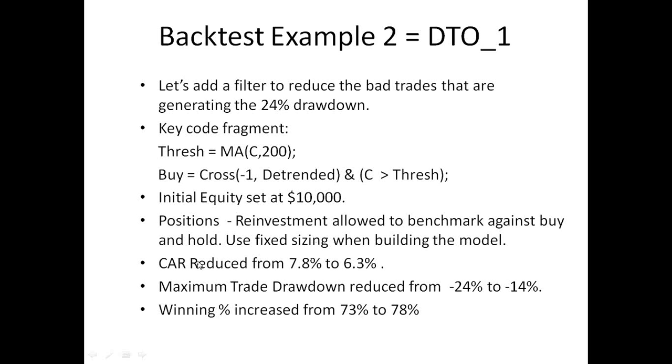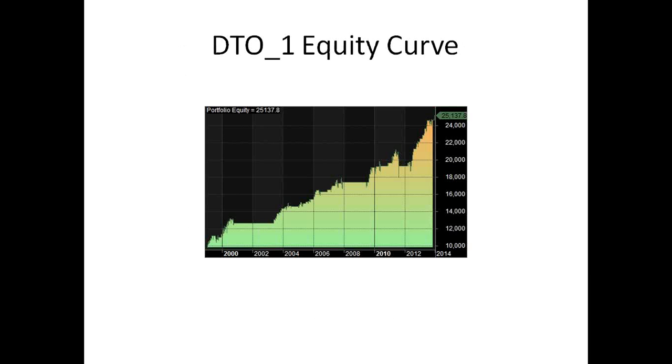Our rate of return is reduced from 7.8 to 6.3, not a surprise, but we also have a much more significant reduction in the drawdown as well as an increase in the winning percentage. So basically what we're doing is taking this system and trying to move it into an area that will start to show some better skill in terms of drawdown and winning percentage, etc. Here's the equity curve. As you can see, it doesn't trade as frequently, so there are some big gaps in the trading. No surprise where those gaps lie. Those are where it filters the trades out.